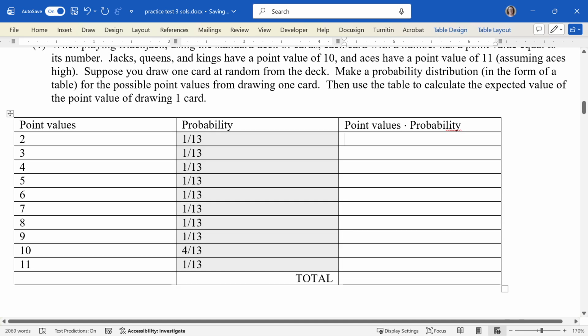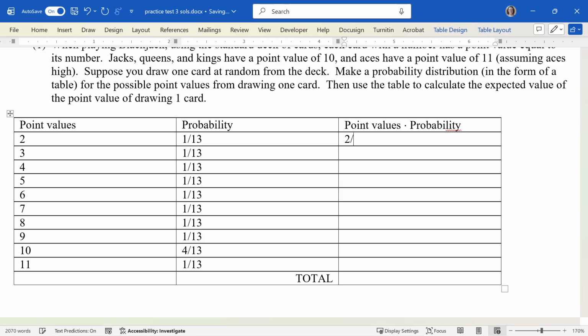All right, now I'm going to multiply my point values times the probability. Make sure you understand when you're multiplying a number times a fraction, you multiply that number into the numerator. The denominator is still there, it just stays what it is, and this 2 is multiplied into the numerator. So I'm going to have a numerator here of 2 times 1, which is 2, and then that is still going to be over 13.